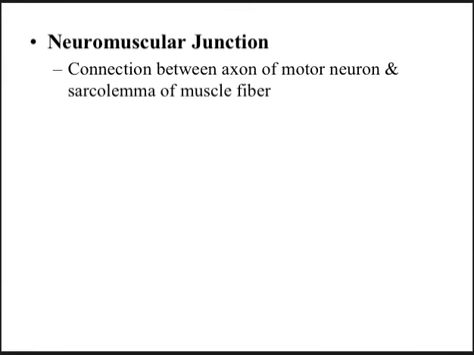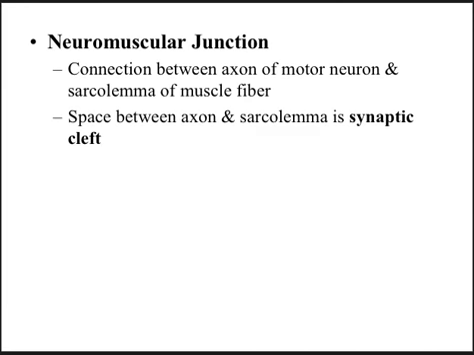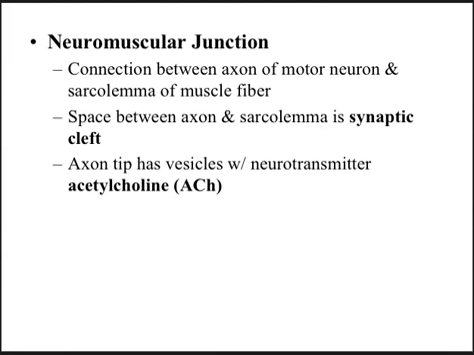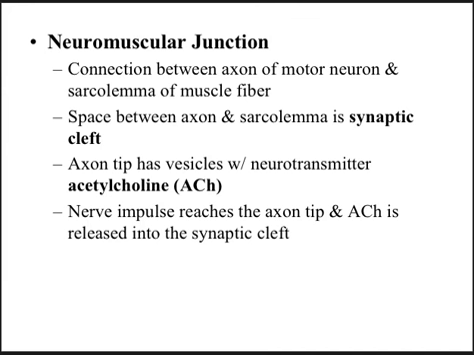So the neuromuscular junction is that gap between the axon of the motor neuron and the sarcolemma of the muscle fiber. The space is defined as the synaptic cleft. The axon tip contains neurotransmitter, and most of the time that neurotransmitter is acetylcholine. The nerve impulse, as it travels to the end of the axon, causes calcium to move into the axon tip, and that results in vesicles containing acetylcholine fusing with the membrane that surrounds the axon terminus, and that releases the acetylcholine into the synaptic cleft.